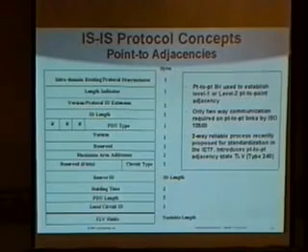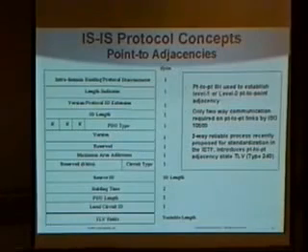The other interesting field over here is the circuit type, which will tell us whether this is level 1, level 2, or level 1 and level 2, right? And then there's a source ID. The source ID here is the same as the system ID. We'll come and look at addressing, and probably that will be clearer. Then there's the holding time. We talked about that already, right? And then the PDU length, which is the length of the whole protocol data unit. And then look at the circuit ID.